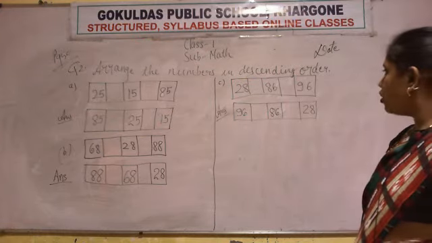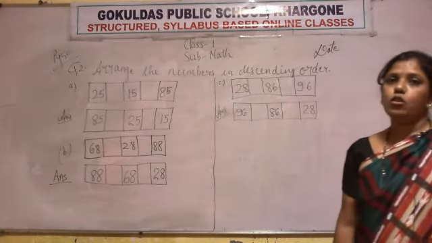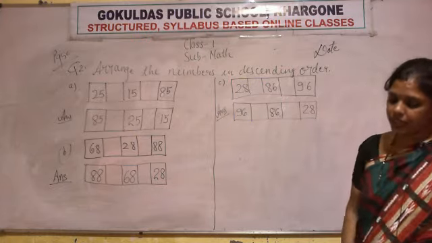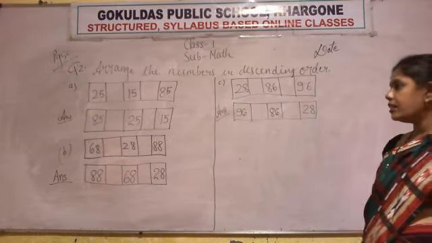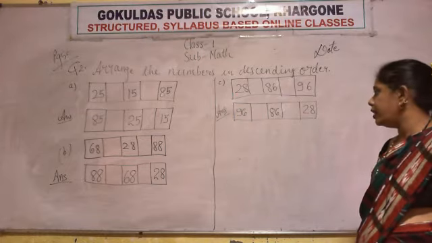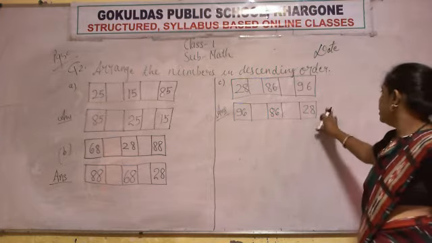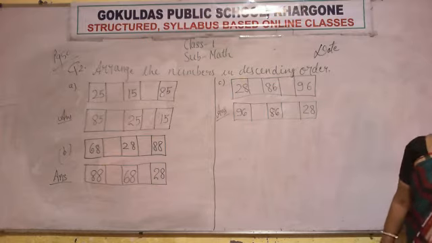So we have solved 3 questions. Now I will give you 2 more questions. You try yourself and arrange the numbers in descending order. Then I will write the answer and you check whether you have done it correctly or not. So first you copy this question from the board and then I will give you the question to solve.